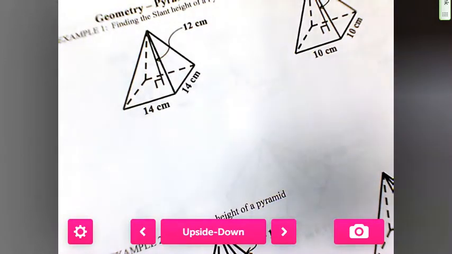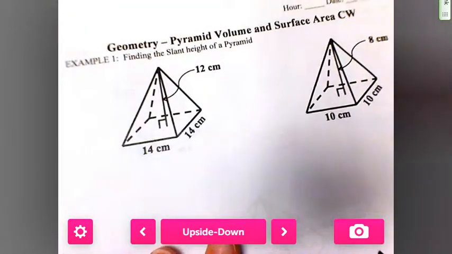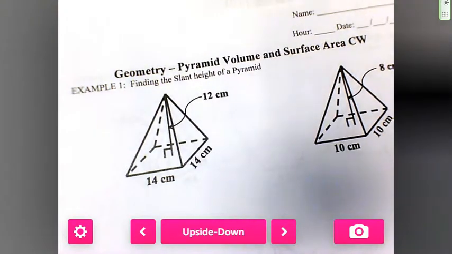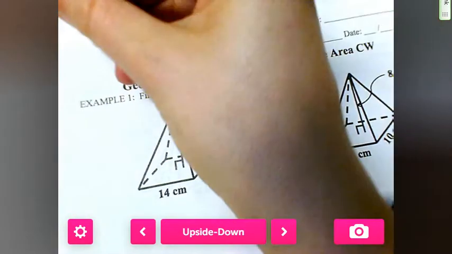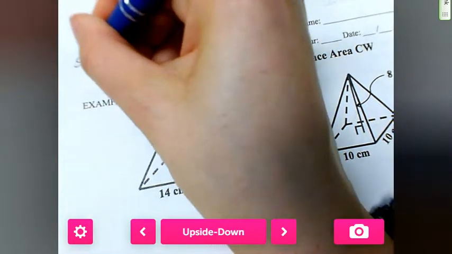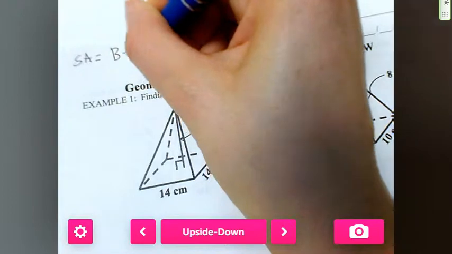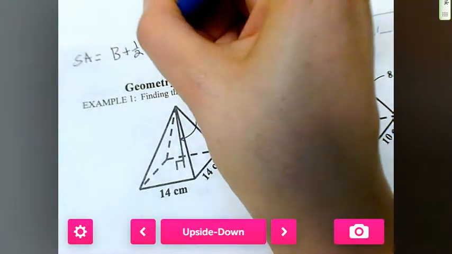All right, so ladies and gentlemen, we are going to talk about the volume and surface area of pyramids, okay? So you might want to put this at the top of your paper. The surface area for a pyramid is the area of the base plus 1/2 the perimeter times the slant height.